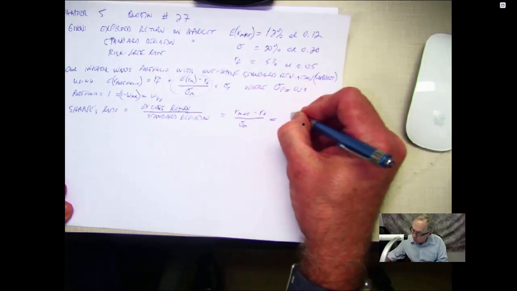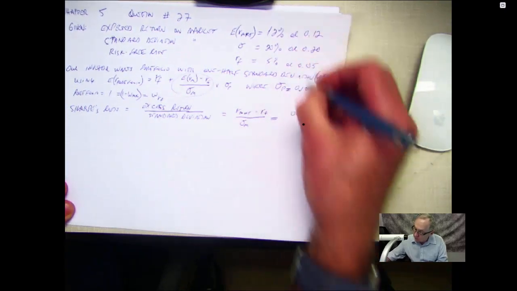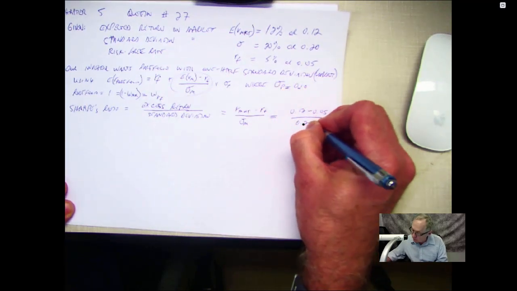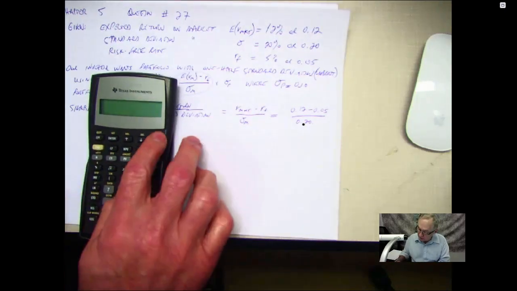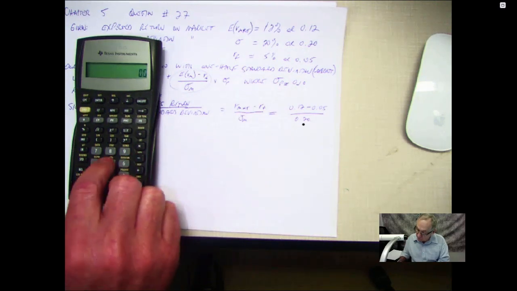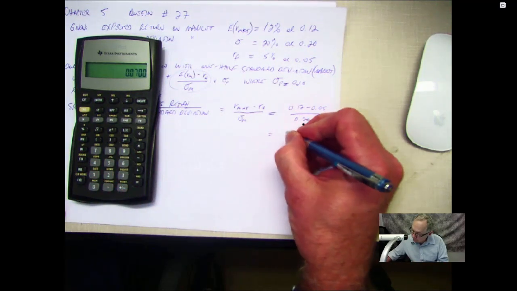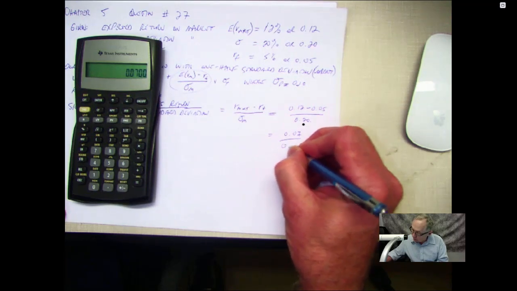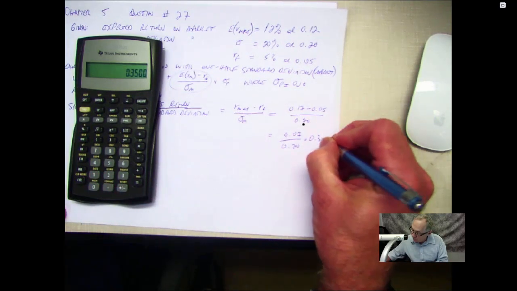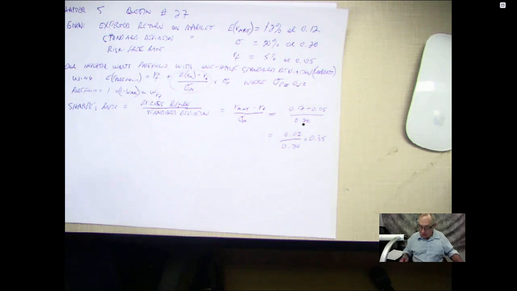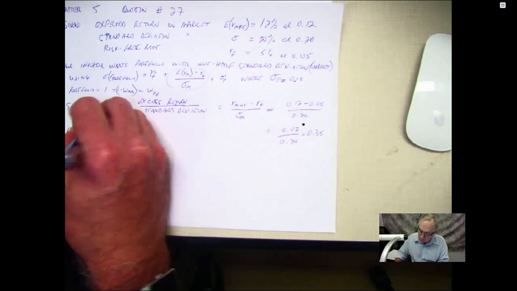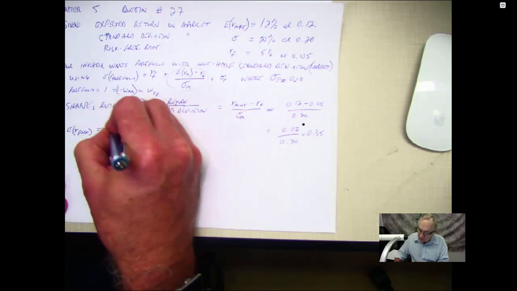Return on our market is 0.12. Return on treasury bills 0.05. Standard deviation of the market 0.20. Okay, let's see what that looks like and put it back into our equation. So 0.12 minus 0.05 divided by 0.20, 0.35.